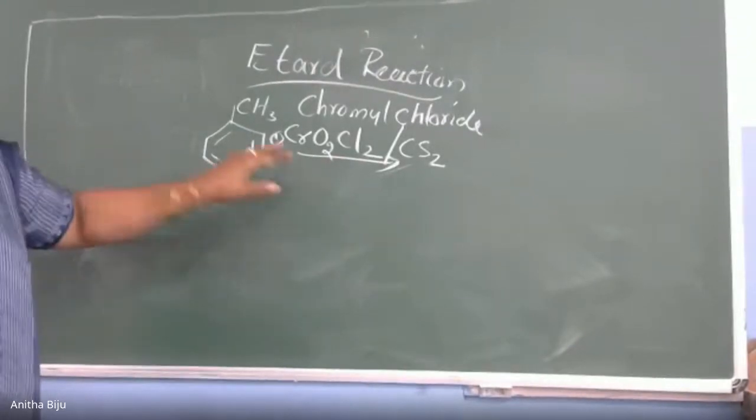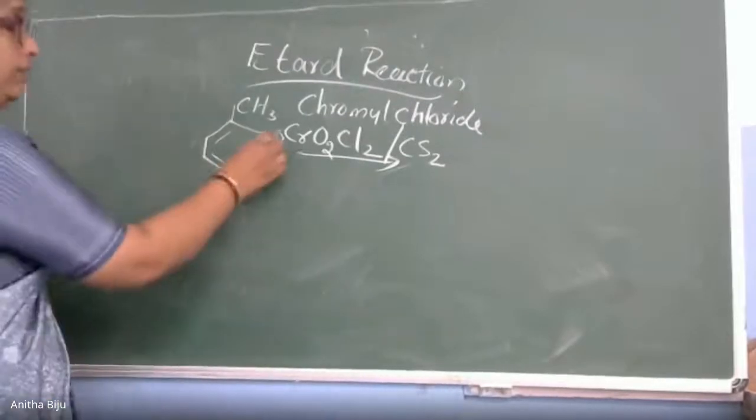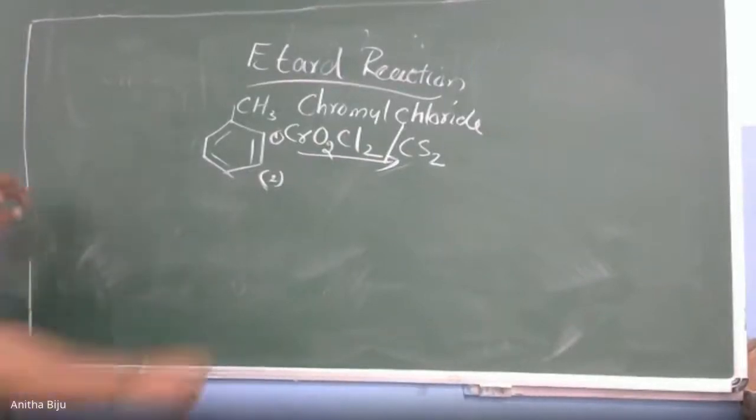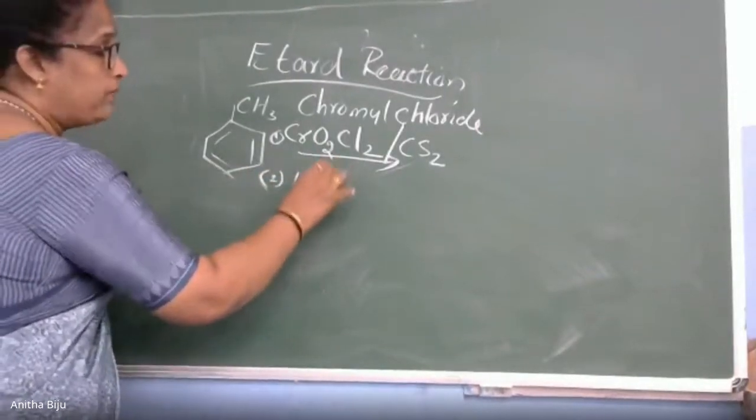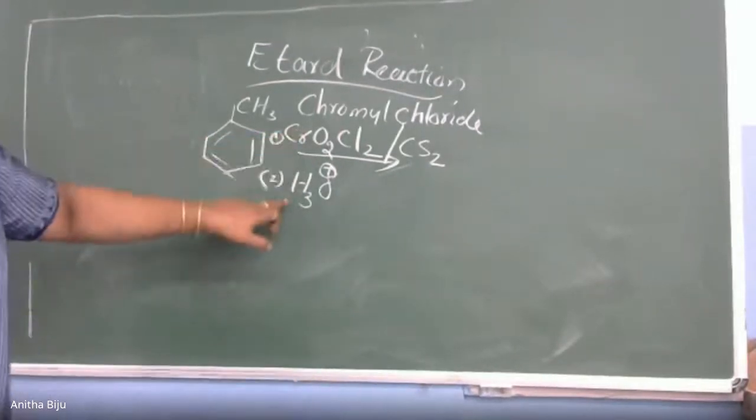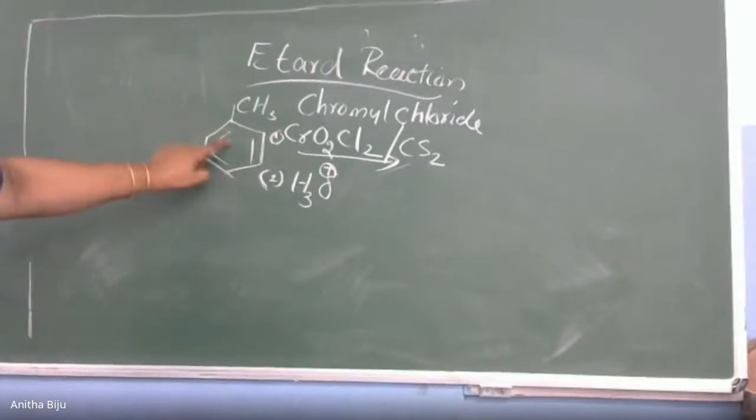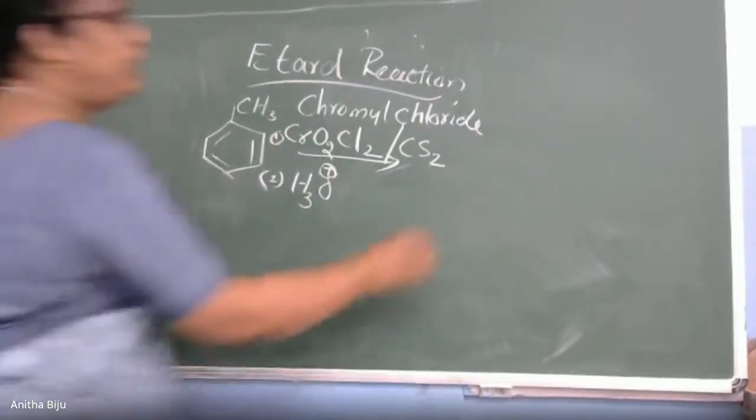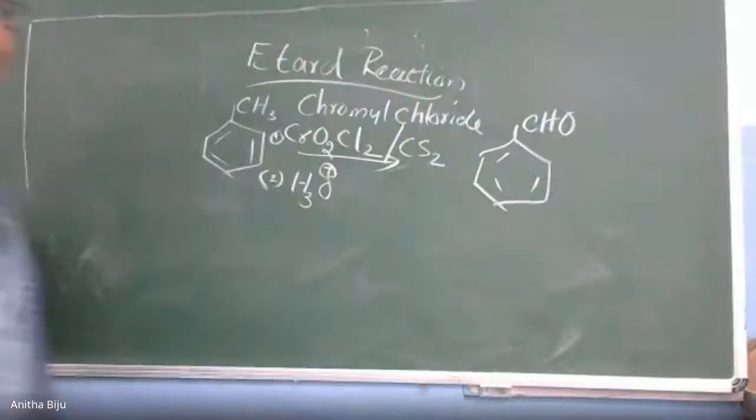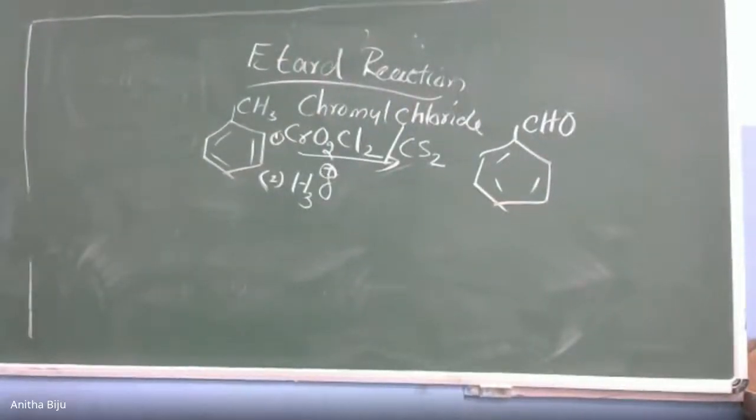In the same step, we can consider the second stage. Second stage is acid hydrolysis, H3O plus. Whenever you have H3O plus, it simply signifies acid hydrolysis, hydrolysis in presence of any acid. When these two stages are over, from this particular reactant we get benzaldehyde. So this is a method of preparation of aromatic aldehyde.